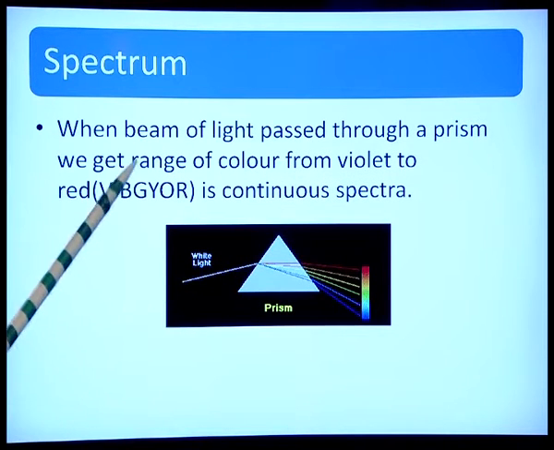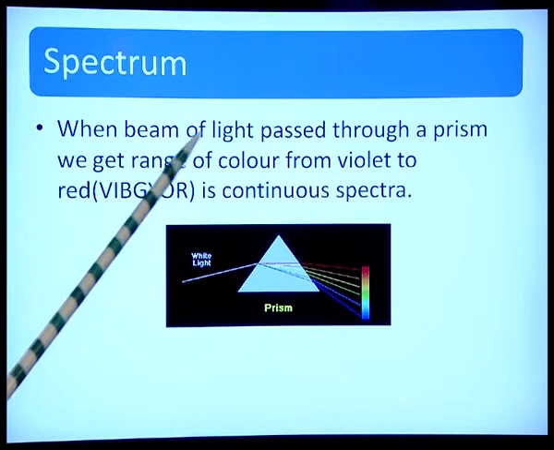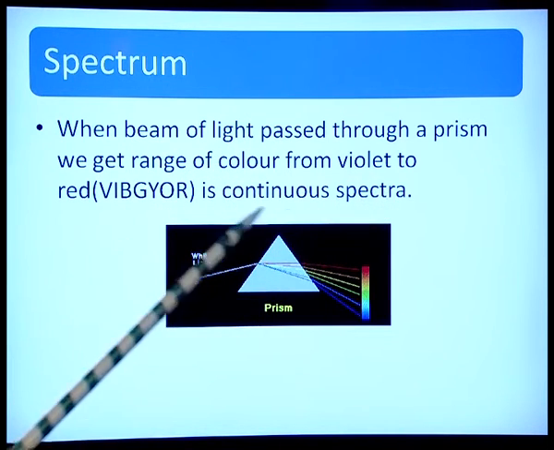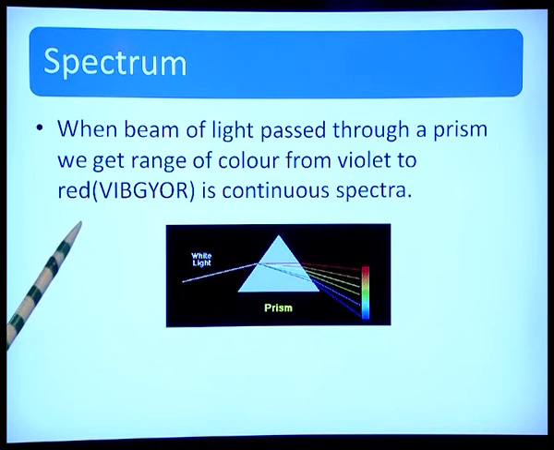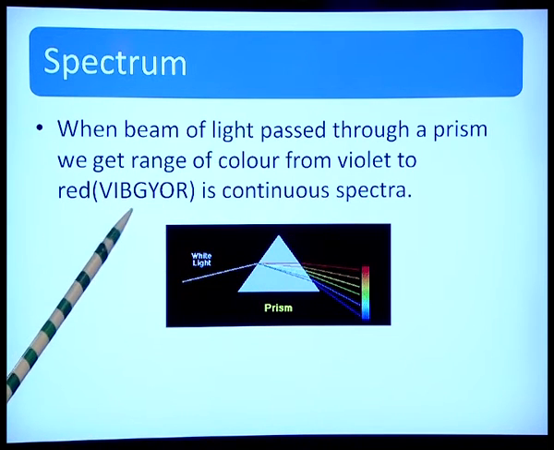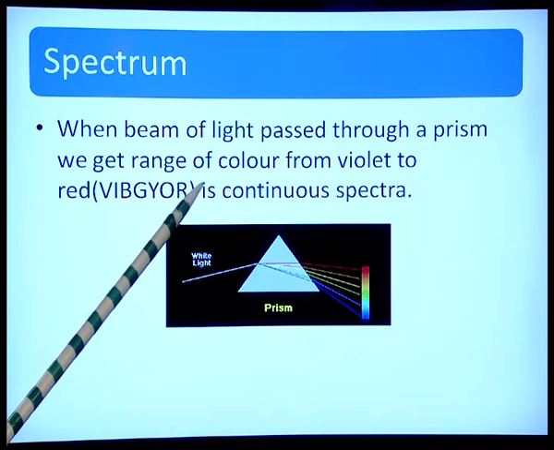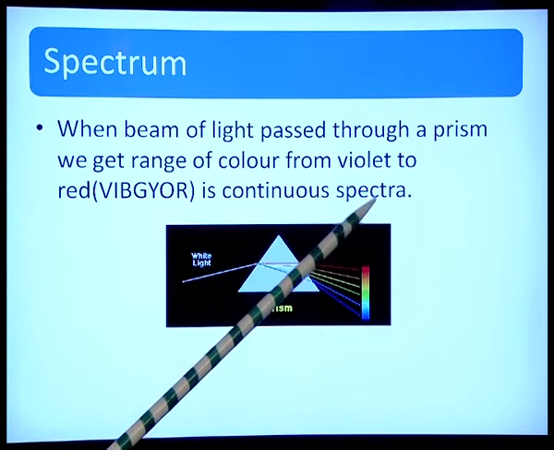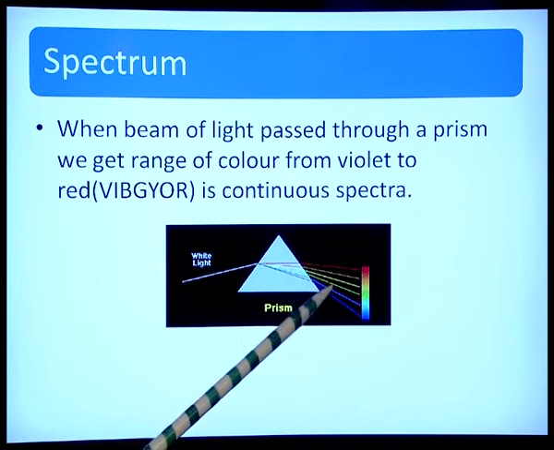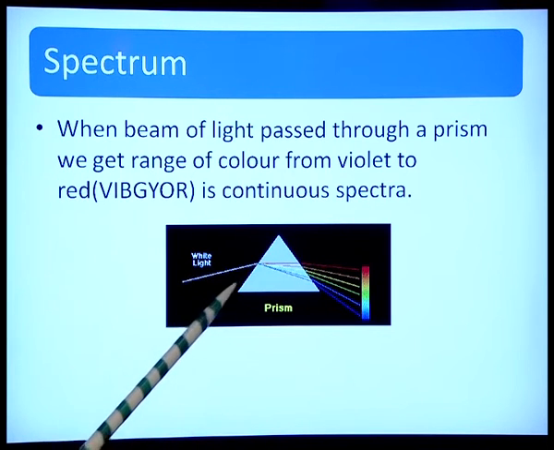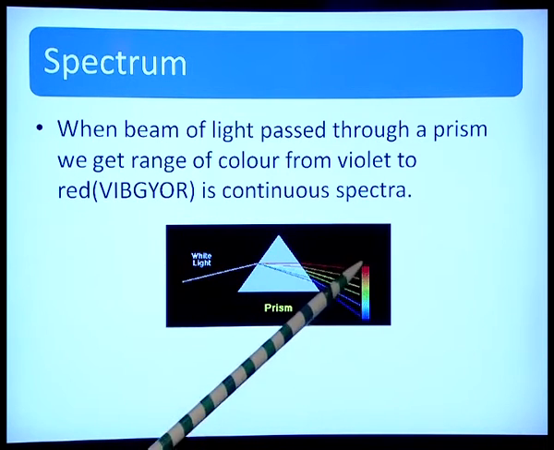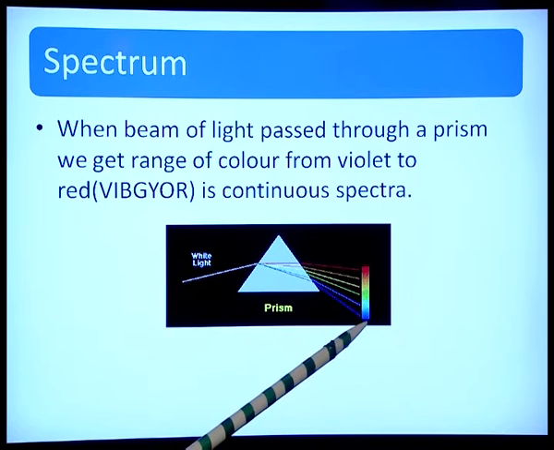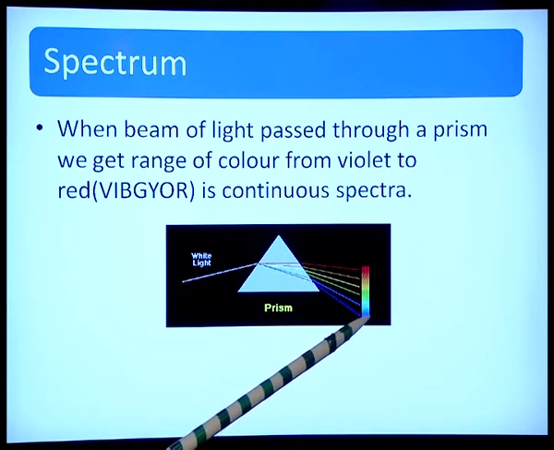The spectrum is obtained when a beam of light passes through a prism. We get a range of colors from violet to red. That is VIBGYOR, the colors of a rainbow. It is obtained as a continuous spectrum. You can see white light is passed through a prism and the 7 colors of the rainbow are obtained, and this is your continuous spectrum.